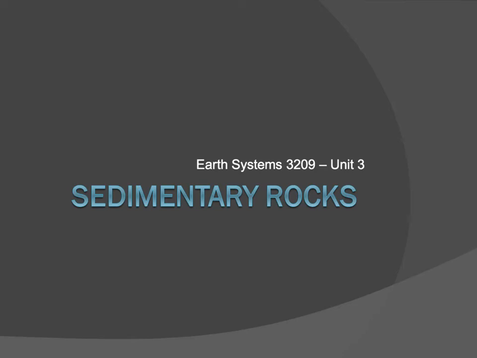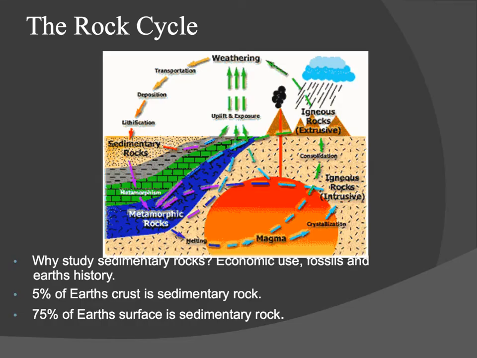So we're going to start with sedimentary rocks. Just in terms of the rock cycle, I just want you to realize that 5% of Earth's crust is sedimentary rock. That's a pretty small percentage. However, 75% of Earth's surface is sedimentary rock. So on the surface, which is where the human population lives, 75% of the rocks that you actually walk on is sedimentary. So sedimentary rocks are fairly important.